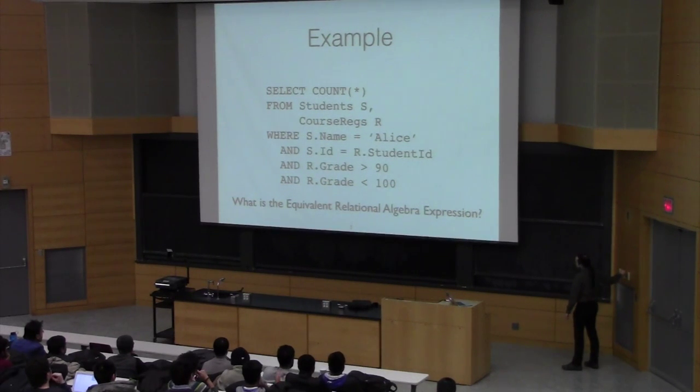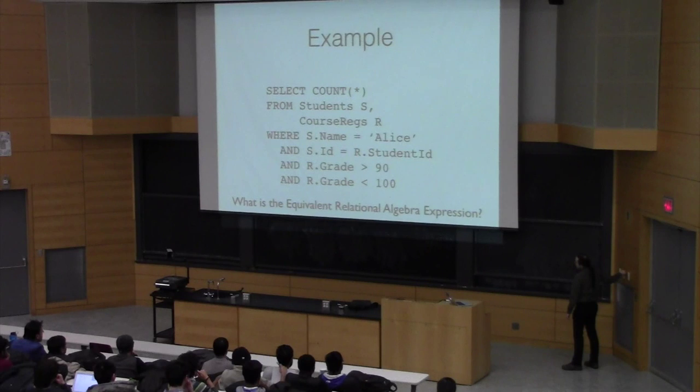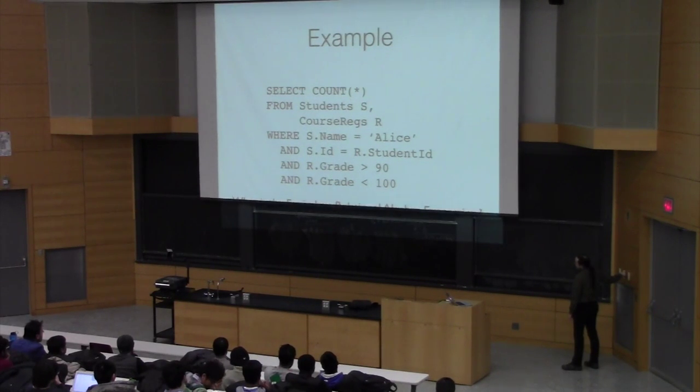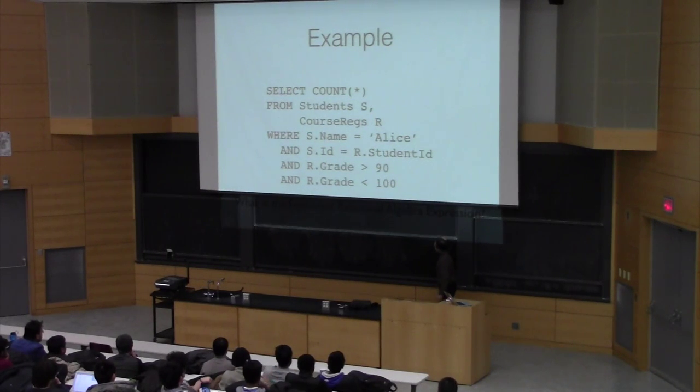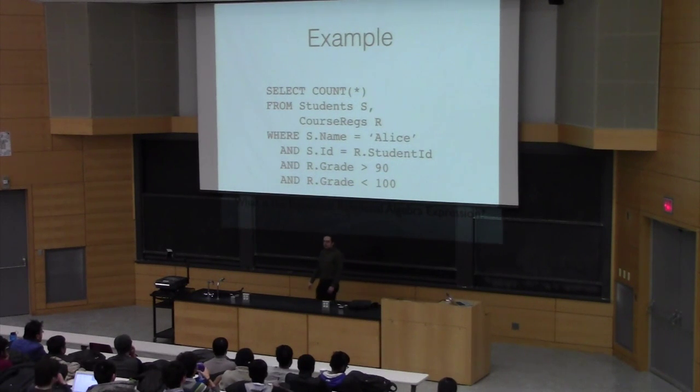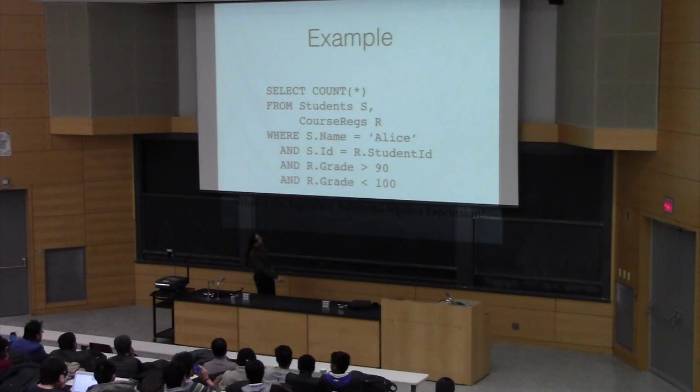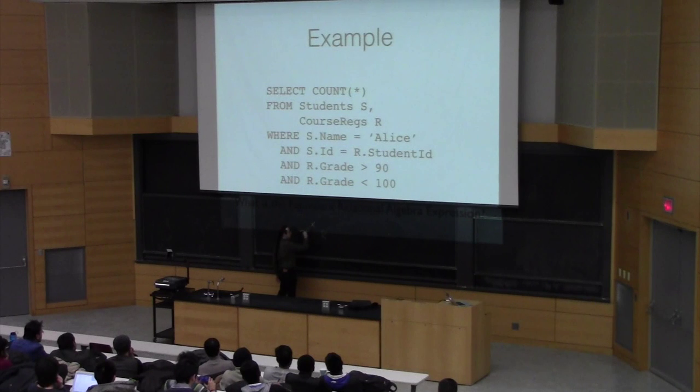Get some space on the board. What is the relational algebra expression for this query? All right, start me off. S cross R, okay. So start off with S and R, and I would start by translating the from clause into S cross R.